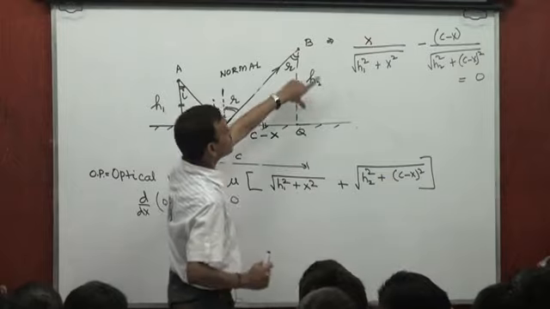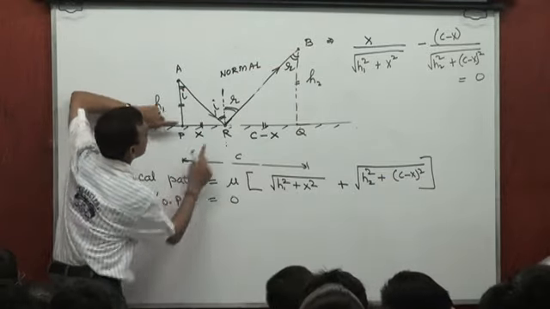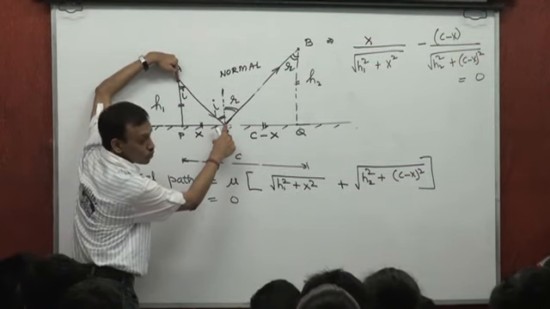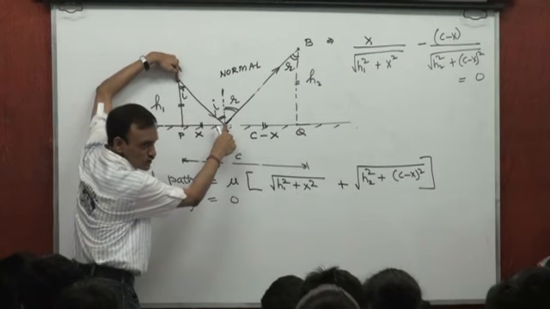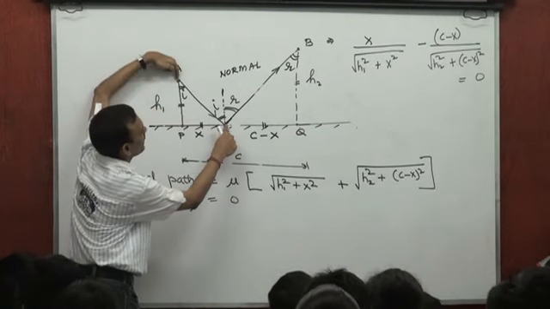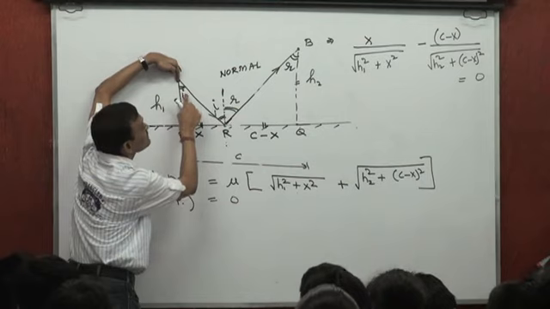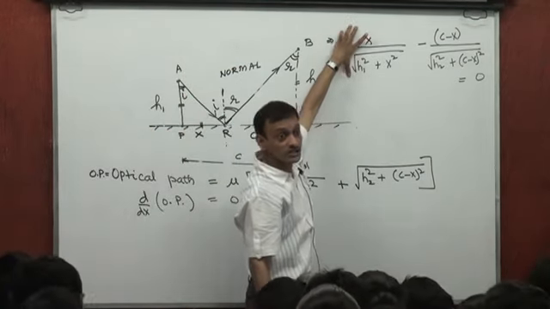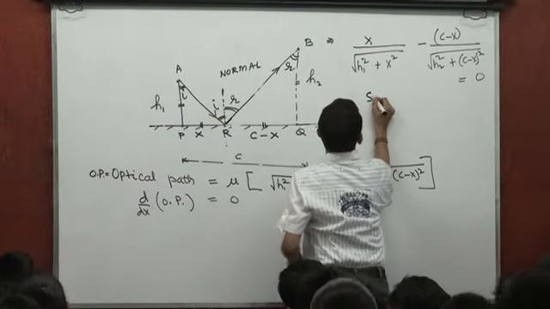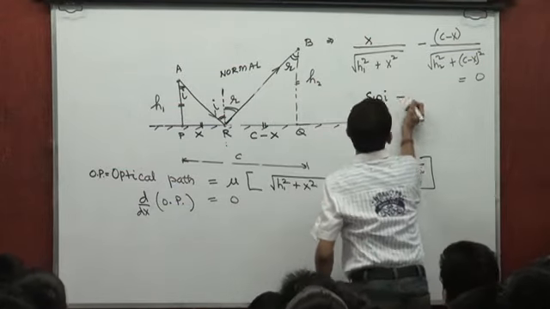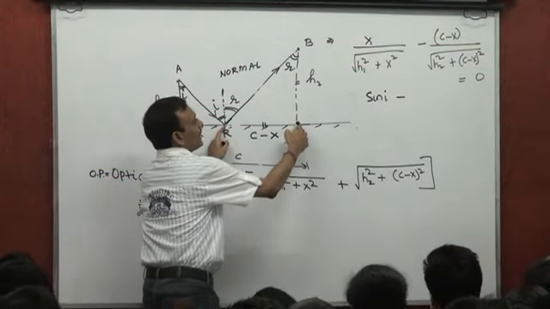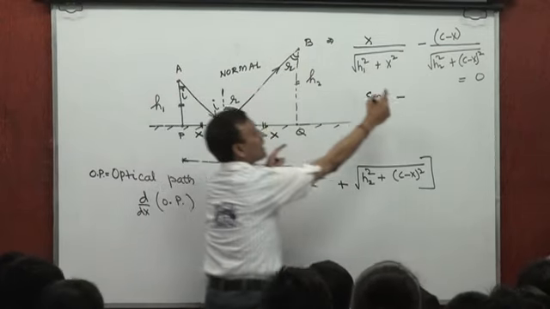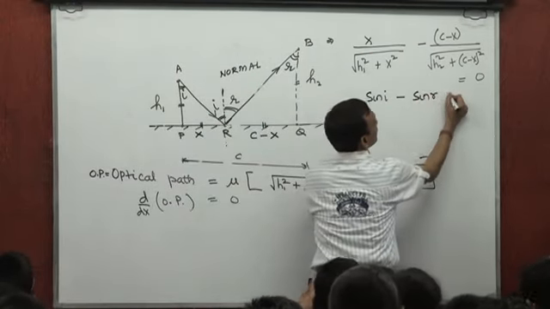But what is x by root H1 squared plus X squared? This is x divided by root H1 squared plus X squared, yes or no? So x divided by AR, that's sin I. Minus (C minus X) divided by root H2 squared plus (C minus X) whole squared, which is sin R. That must be 0.